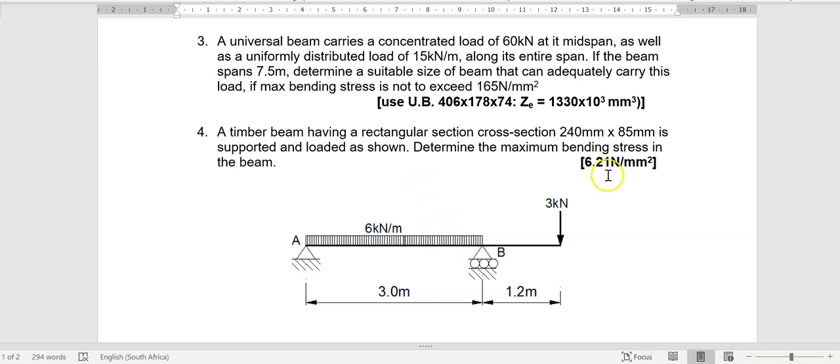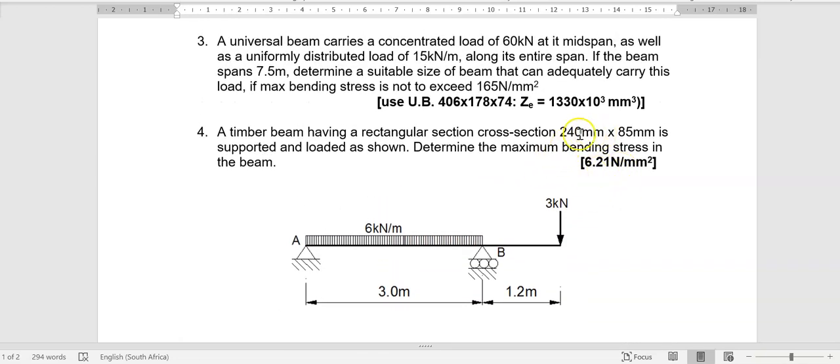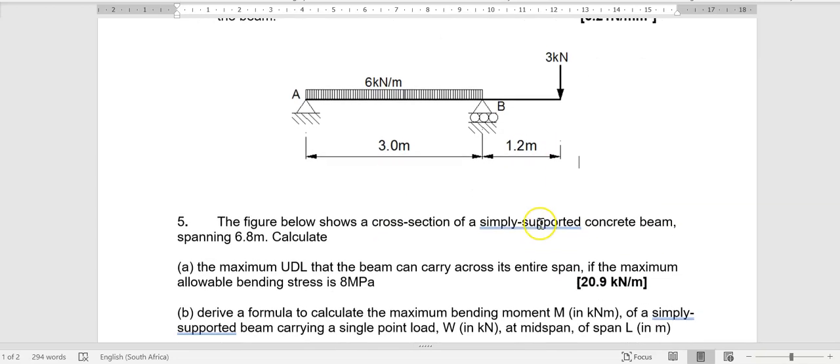From M over I is equal to F over Y. So once you know your M, once you know your B and D, you can work out I, and once you know Y, you can work out the maximum stress the beam can carry. And what's Y? Y is equal to D over 2, which is 120 millimeters, and from there you determine F. You make F the subject of the formula from your M over I is equal to F over Y. So as I said earlier, you need to do more and more before you can actually apply the theory of elastic bending.